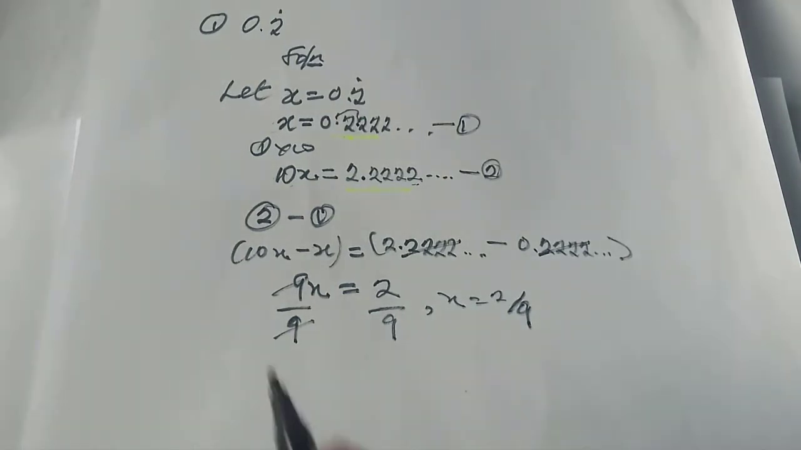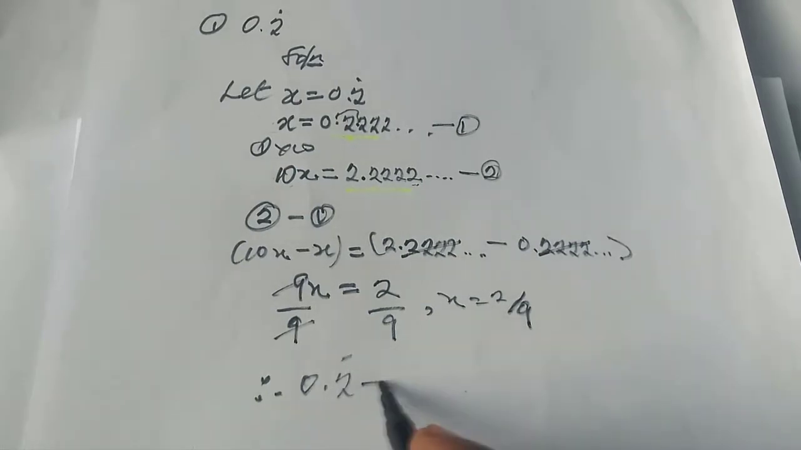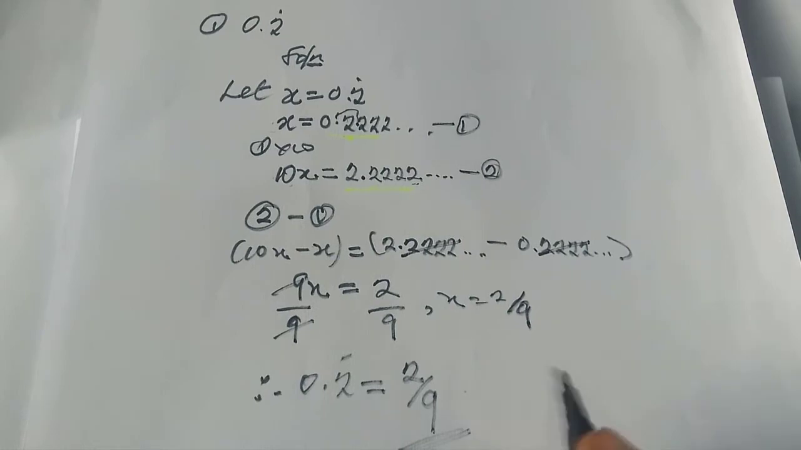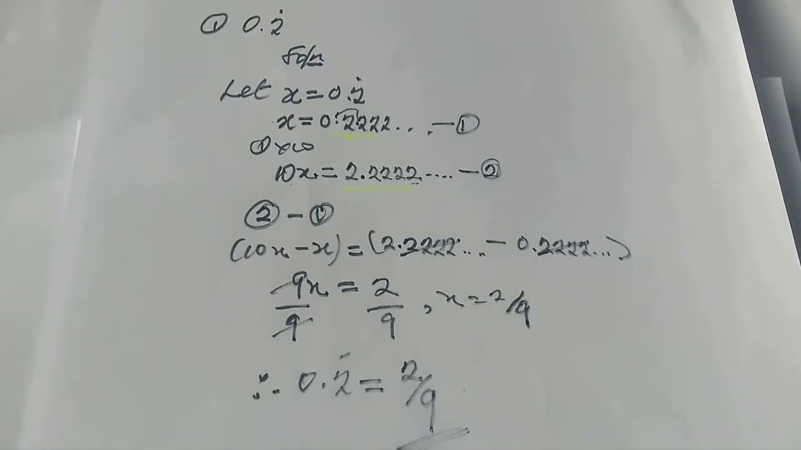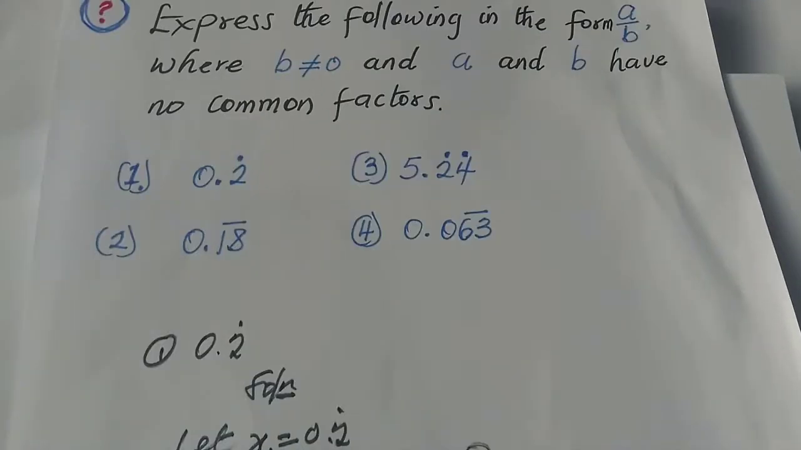All right, then you answer the question. Therefore, 0.2 recurring is equal to 2/9. That's all. Very simple as such. So let's look at the second one.